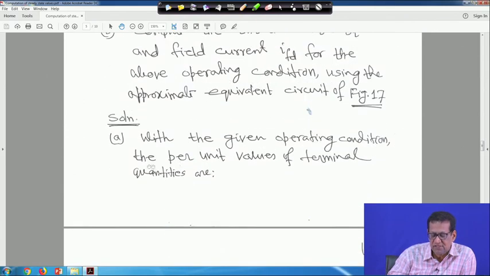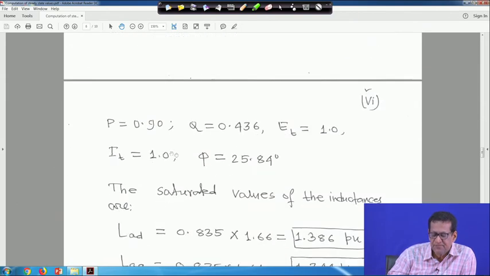Now, solution. With the given operating condition, the per unit values of terminal quantities are P equal to 0.90 per unit, Q is equal to 0.436 per unit, ET is equal to 1.0 per unit, although not written in many places, it is understandable they are per unit values. IT is equal to 1.0 per unit and phi will be 25.85 degrees, because the power factor is given as 0.9 lagging, right.